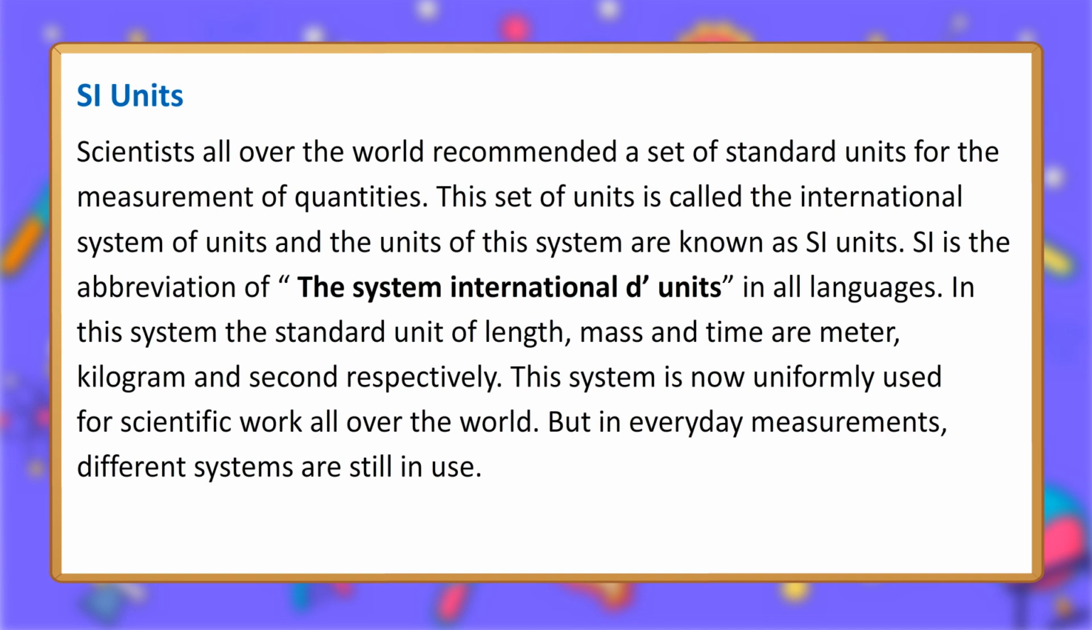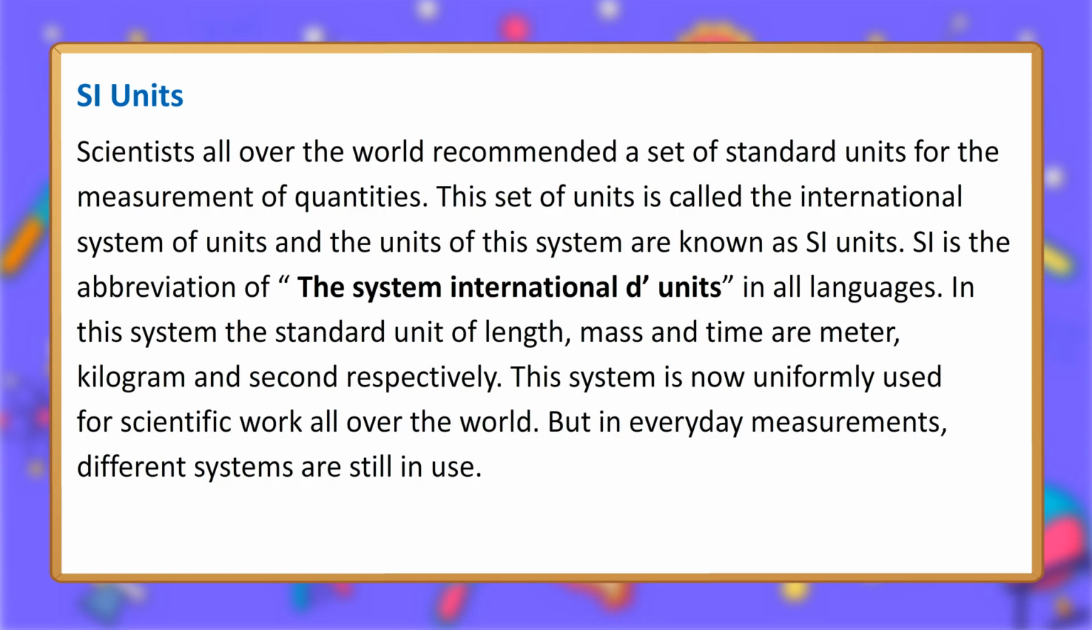SI units. Scientists all over the world recommended a set of standard units for the measurement of quantities. This set of units is called the International System of Units and the units of this system are known as SI units. SI is the abbreviation of the French Système International d'Unités. In this system the standard units of length, mass and time are meter, kilogram and second respectively. This system is now uniformly used for scientific work all over the world.